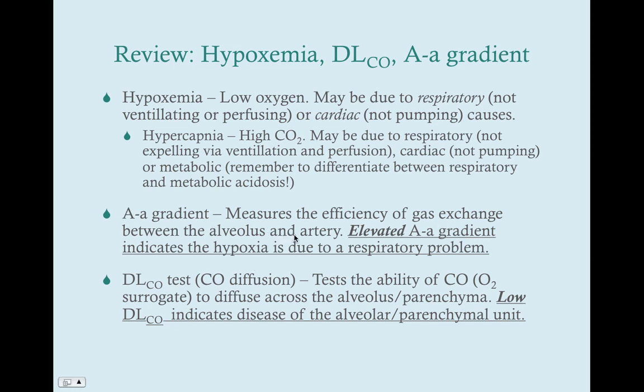Okay, the AA gradient measures the efficiency of gas exchange between the alveolus and the artery. And so an elevated AA gradient indicates the hypoxia is due to a respiratory or a lung problem. The DLCO test tests the ability of CO, which is an oxygen surrogate, to diffuse across the alveolus and the parenchyma, and that is focusing on whether it's a tissue disorder. So a low DLCO indicates a low diffusion capacity, which indicates a disease of the alveolar parenchymal unit. So alveolar if it's COPD, parenchymal if it's usually restrictive or a lung tissue disease.